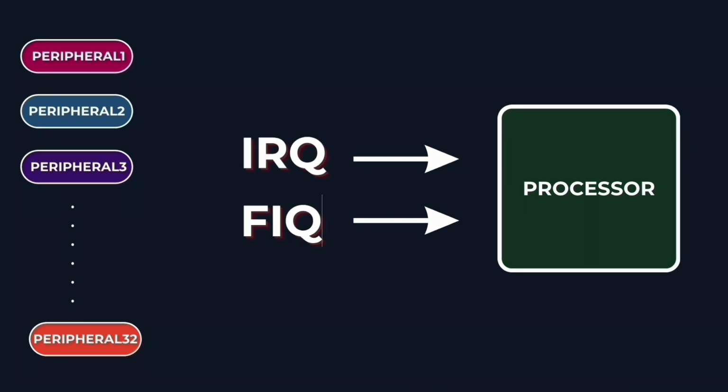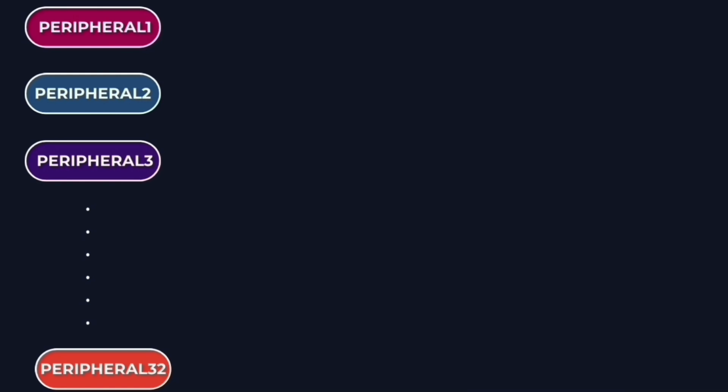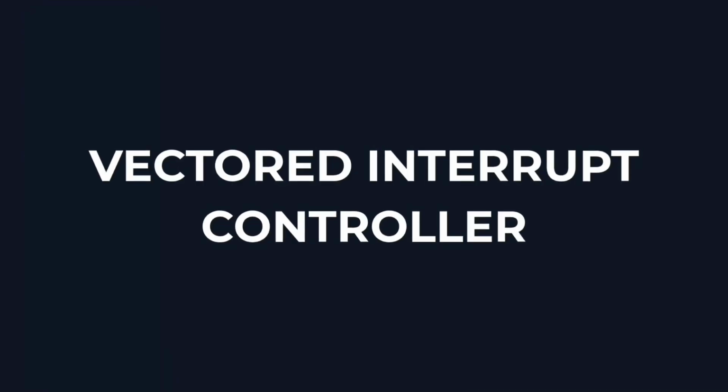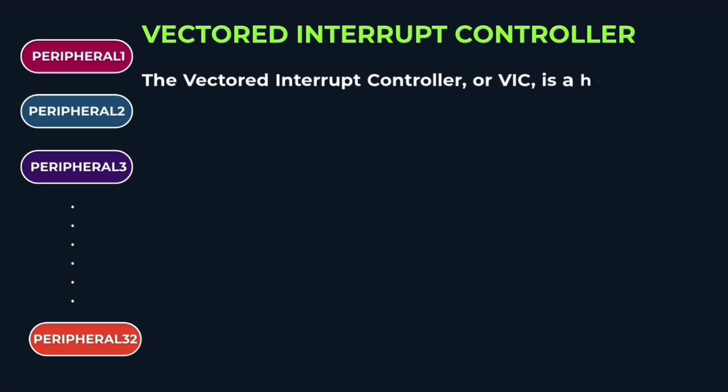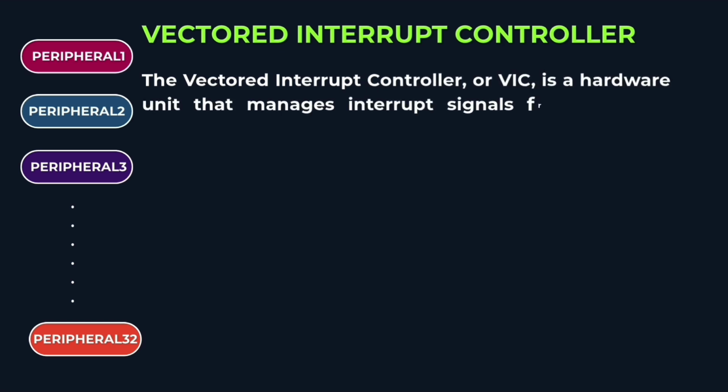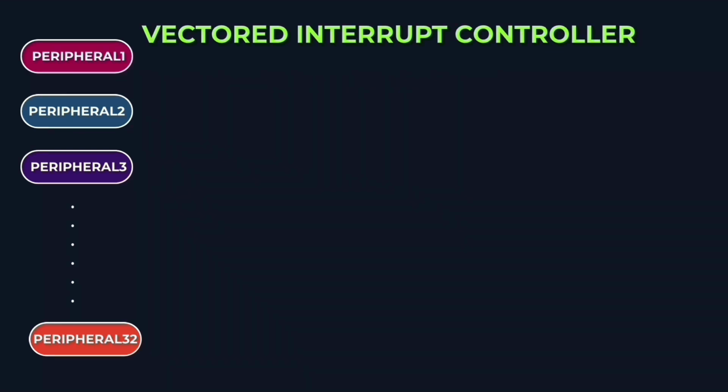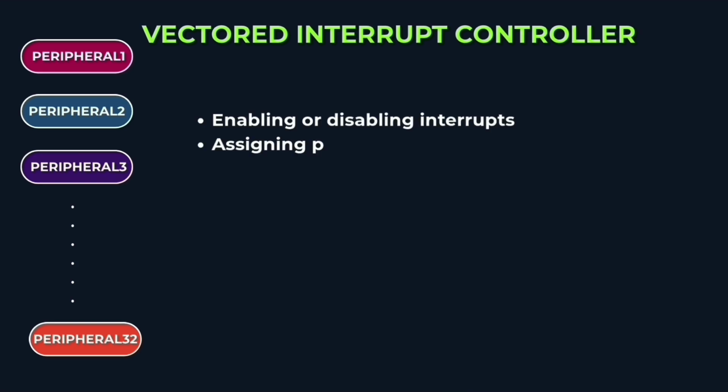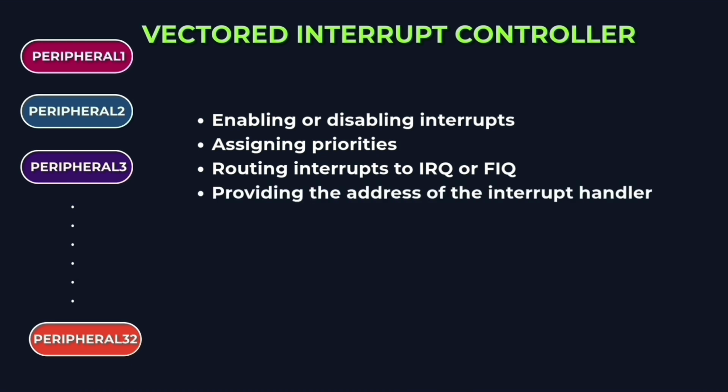The hardware module that manages all these interrupt sources is called the Vectored Interrupt Controller. The Vectored Interrupt Controller, or VIC, is a hardware unit that manages interrupt signals from different peripherals. Its main functions include enabling or disabling interrupts, assigning priorities, routing interrupts to IRQ or FIQ, providing the address of the interrupt handler. Now let's discuss some of the important VIC registers.